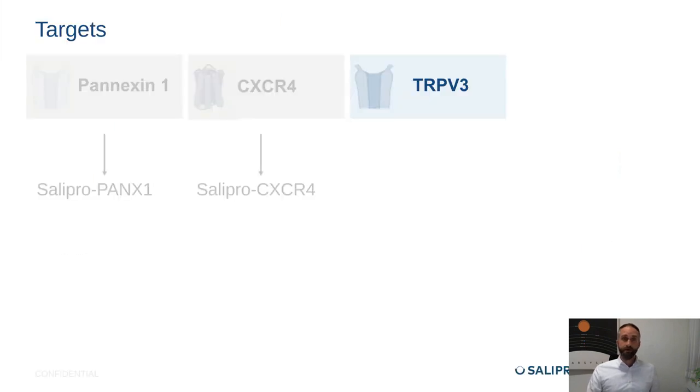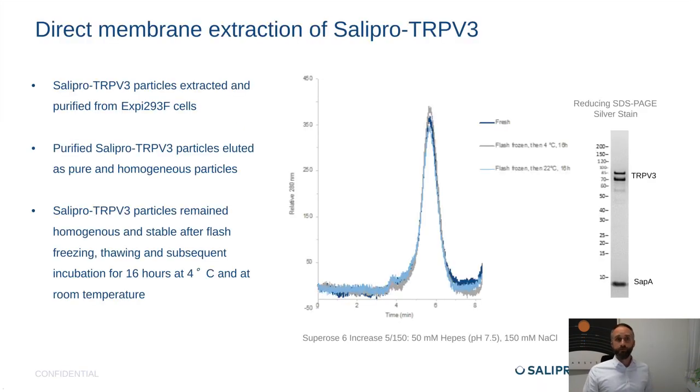Then we continued with another ion channel, TRPV3 in this case. Similar to before, we did the affinity purification, we did the size exclusion, and then we pooled the relevant fractions. And you can see, again, after flash freezing, thawing, and then subsequent incubations for 16 hours at 4 degrees and at room temperature, that TRPV3 is also very stable. The SDS-PAGE also indicates that we only have the scaffold protein present and then the TRPV3 bands.